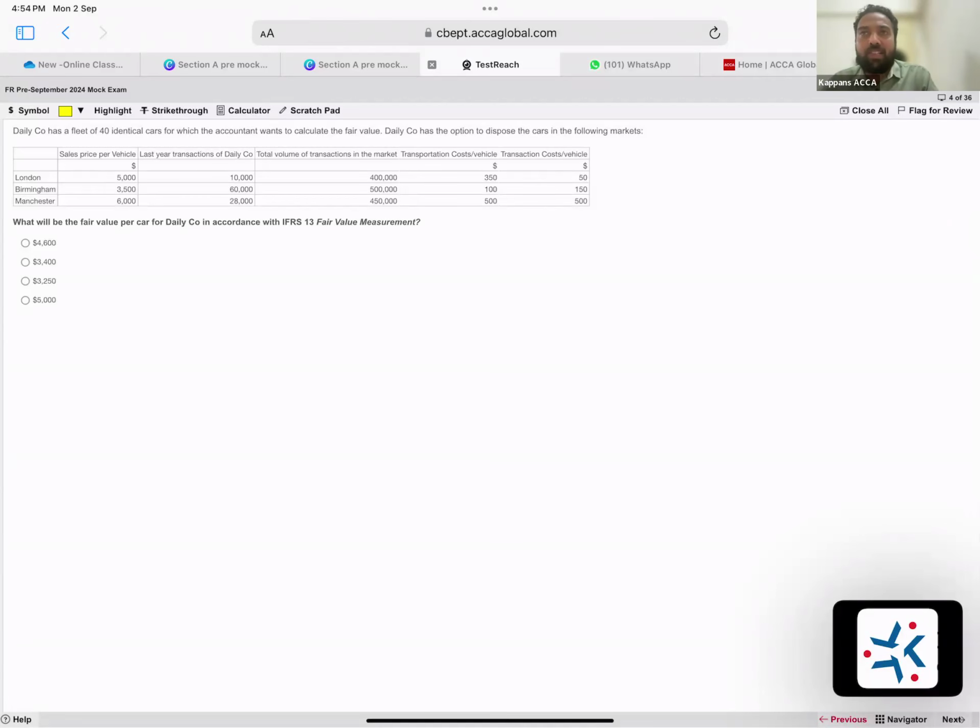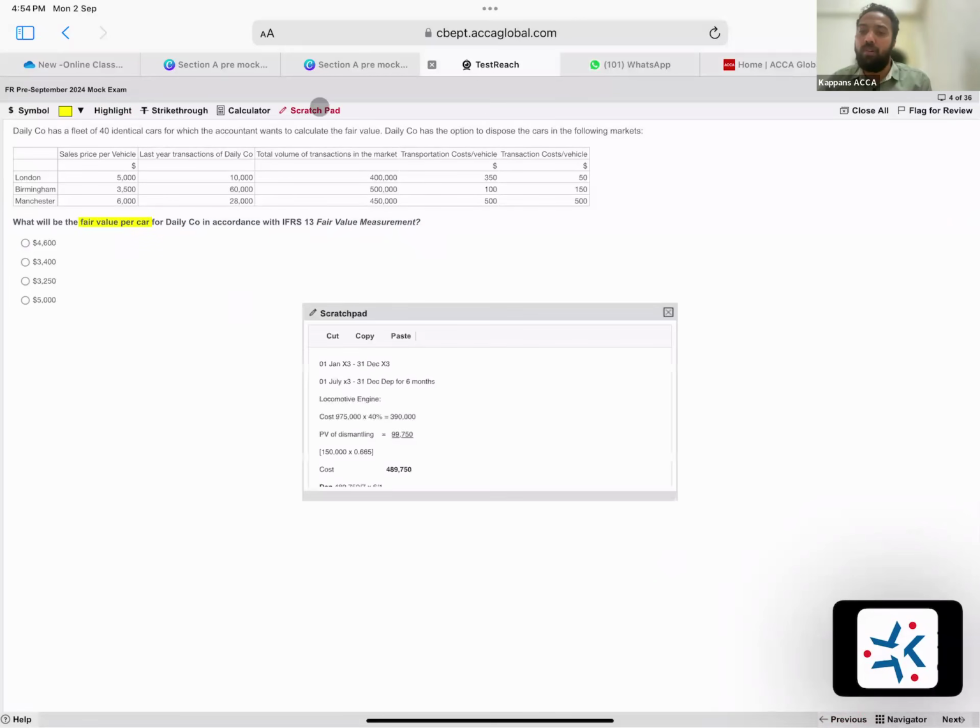This is there in your FR syllabus, IFRS 13, fair value measurement. But this kind of detailed question is not normally asked in FR, but it's part of your syllabus. So what will be the fair value per car for Daily in accordance with IFRS 13 fair value measurement? So they're asking about the fair value of the car.